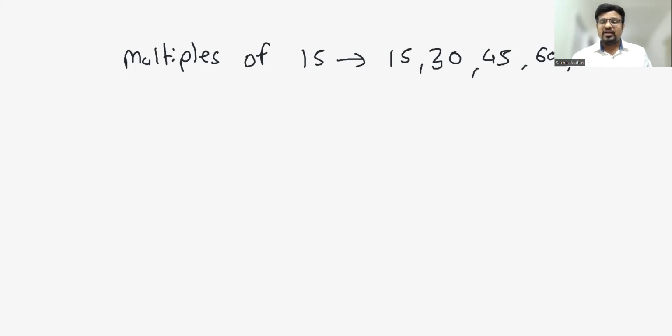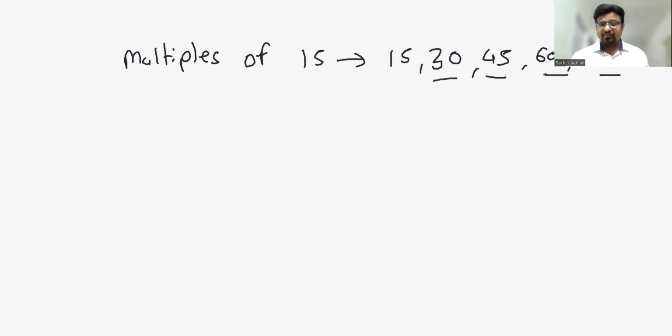Multiple means what? A factor is a number which can divide a given number completely. In the same way, a multiple is a number which comes in the table of that number. Like in 15's table, what comes next 4 multiples? We can say that the next 4 multiples are 30, 45, 60, and 75.